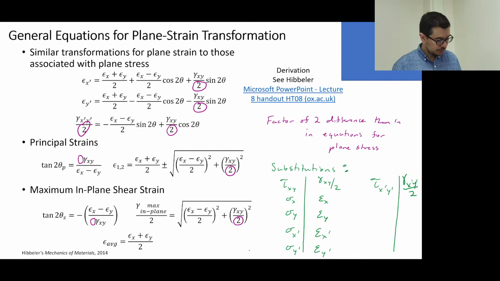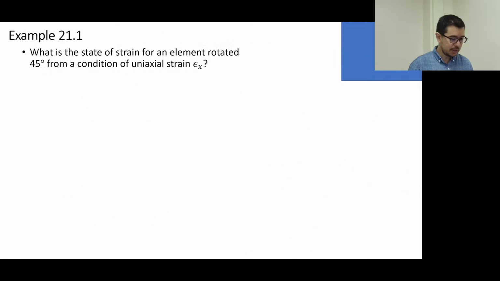Well, let's do an example. I see some people writing, but I think, okay, you stopped. All right, so let's do an example. What is the state of strain for an element rotated 45 degrees from a condition of uniaxial strain, epsilon x?